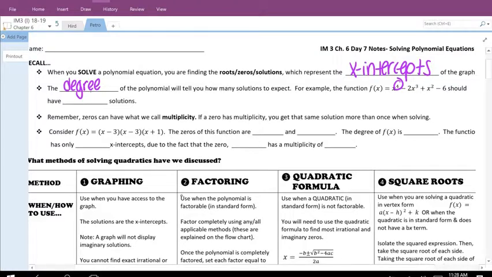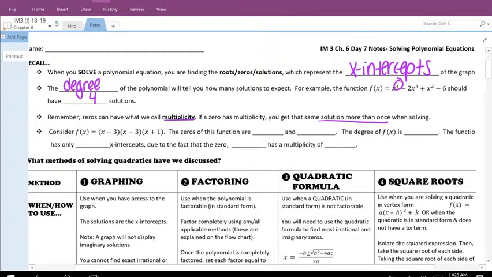So I should have 4 solutions in that example because my degree is 4. If it was 3, you should have 3. If it's 2, you should have 2. Remember, zeros can have what we call a multiplicity. That just means you get that same solution more than once. So the same solution more than once is important there.